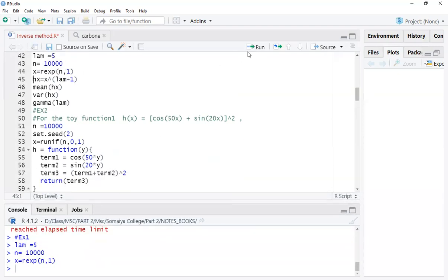So we have generated the 10,000 observations from the exponential using rexp. Now, based on these generated observations, I am obtaining x power 2 lambda minus 1. Remember this h of x function. So this is your h of x function.